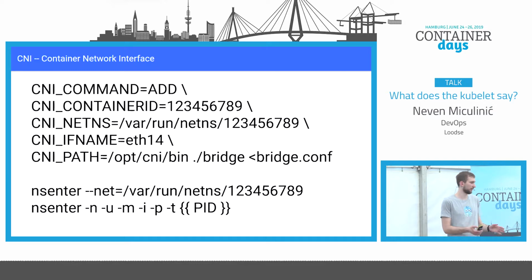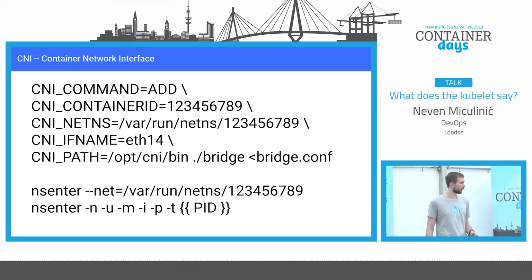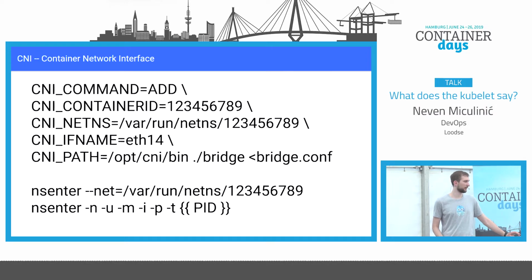You can go into this network namespace by using nsenter, which is a really useful utility if you have to do some debugging on the node. The first command, nsenter --net, where net is the network namespace, enters this network namespace and usually executes bash or something like that. If you want to enter more namespaces, like in the second command, you can enter the network namespace, UTS namespace, mount namespace, IPC namespace, and PID namespace with -t equals the target process.